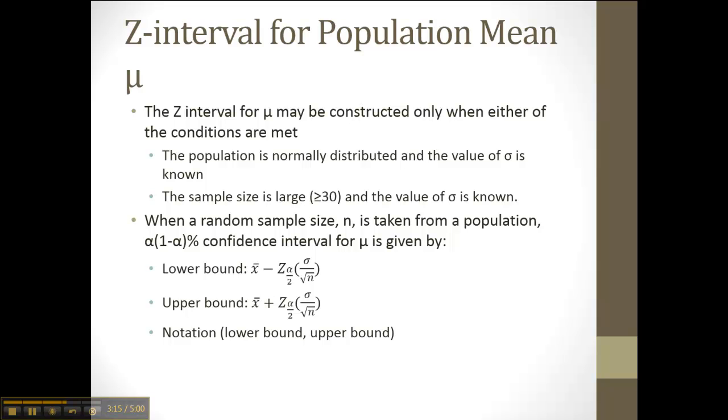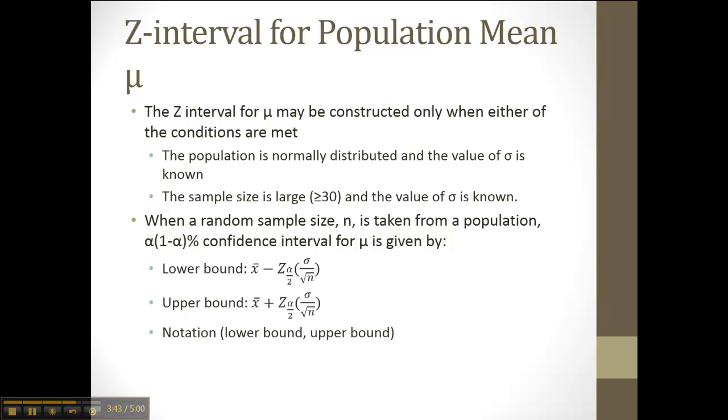So the z interval for mu may be constructed only when either of the following conditions are met. So either you already know that the population is normal, and the problems are going to tell you that, and you know the standard deviation, which they tell us, or the sample size n is larger than 30, and you know the value of the standard deviation. So you need to make sure that you have these 2 qualities before you go into all this other math.